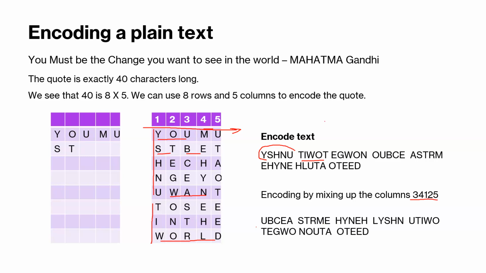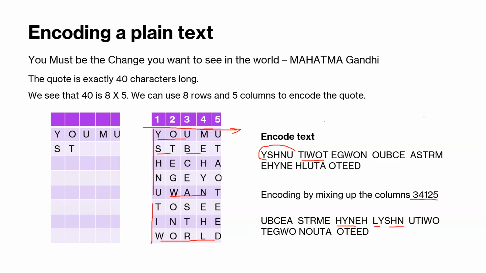And then when we run out of the 4th column, we go to the first column, right? So here we are running out of the 4th column. So UBCEA, STRME, right? HYNEH, right? So here we ran out of the 4th column, right? So L, and after that we go to the first column. So LYSHN, right? So that becomes our 4th 5-letter word here. So this is how we encode.